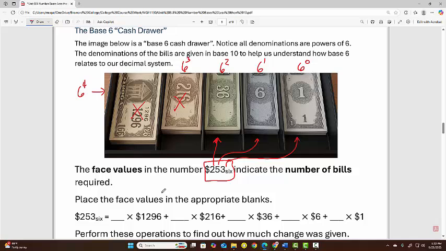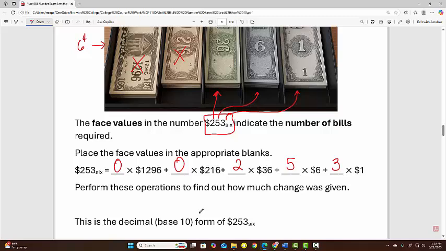Let's go ahead and place the face values in the appropriate blanks. So for $1, we have 3. For the $6 bills, there are going to be 5 of those. For the $36 bills, there's going to be 2 of those. And we don't have any $216 bills or $1,296 bills.